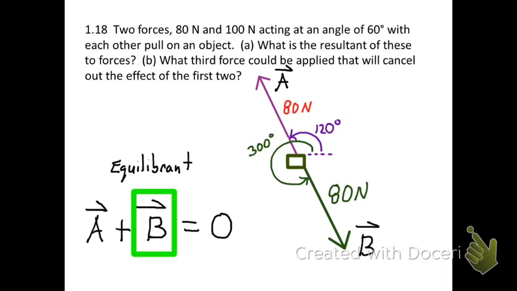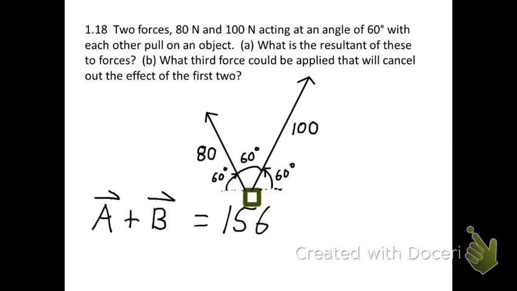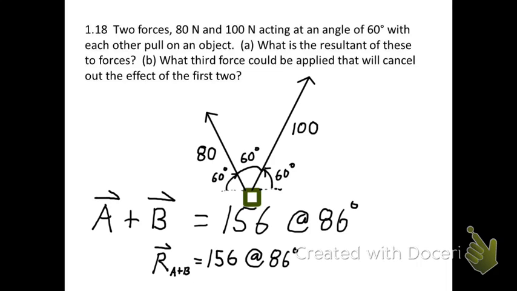But that's not our problem. Our problem is we have more than one force to cancel out. This complicates things. Let's see how we handle it. All right, in our problem, we have two forces. We're going to call these forces A and B. Now what I've done is I've used the component method, so check my calculations. When I add these two vectors, A and B, together, I get a resultant of 156 at 86 degrees. Note my notation: A plus B is equal to R, which is the sum of A and B, or the resultant of A and B.